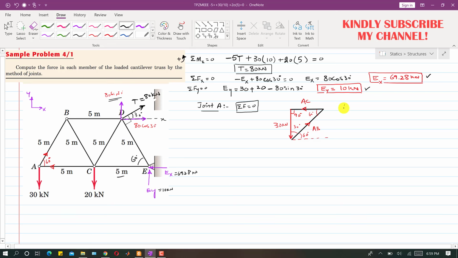So we can say that AB cos of 30 degrees, right? So this AB cos of 30 degrees is equal to this 30 kilonewton, right? So we can say that AB cos of 30 degrees is equal to 30 kilonewton. So now we can find this AB. So AB will be equal to 30 divided by cos of 30 degrees. So this will give us the magnitude of force in the AB member, right? So this is AB.